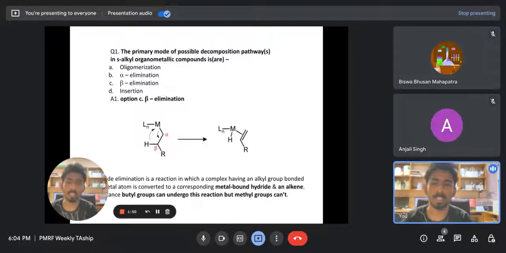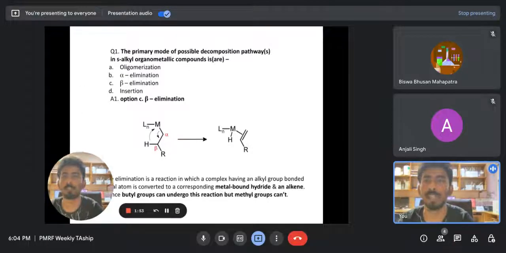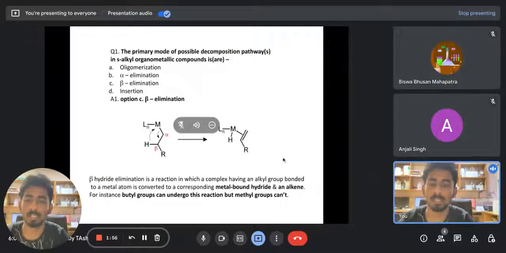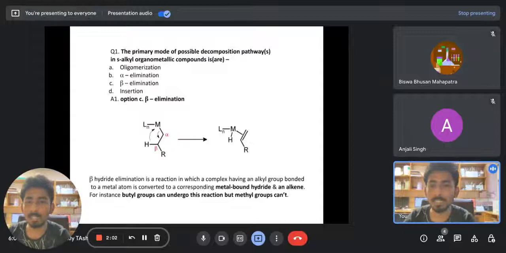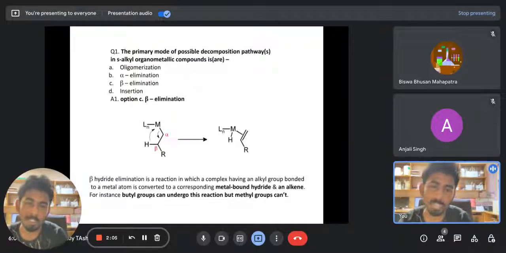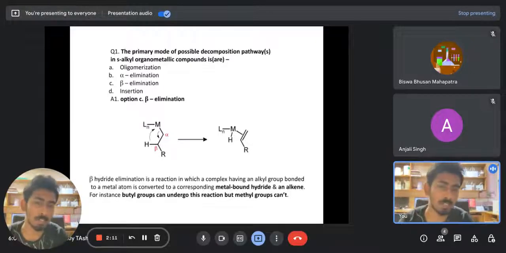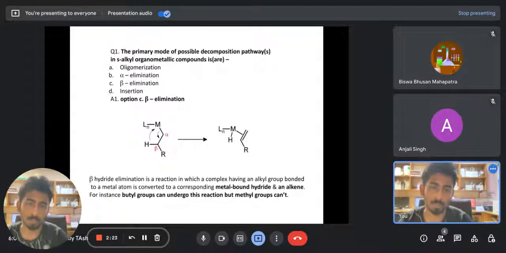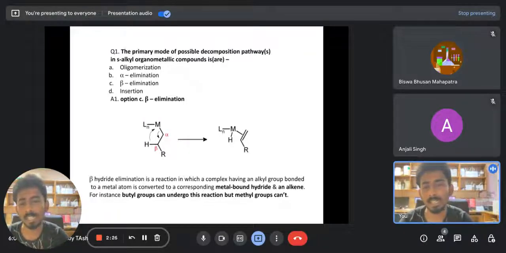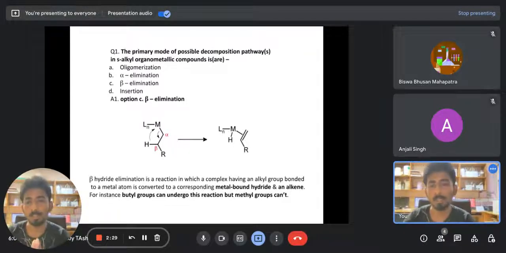You will encounter this beta hydride elimination a lot of times. In your total tenure, you will go through these kinds of reactions. Beta hydride elimination is a reaction in which a metal complex bound to an alkyl group, and the alkyl group must possess a beta hydrogen atom, one, two, not more than three. This is the major criterion for beta hydride elimination. The molecule must possess an alkyl group bound to the metal atom that has a beta hydrogen.